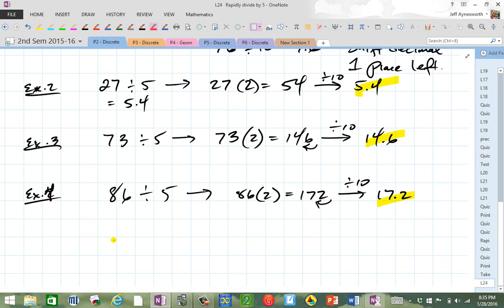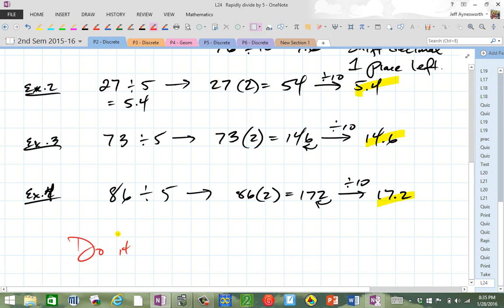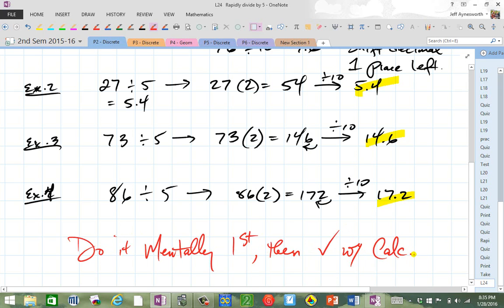All right, so remember this. You do it mentally first. Do it mentally first, all right? Then check with the calculator, all right? Don't do it the other way around because you won't get any good and it will show on test day, trust me. All right, so do it mentally first, make yourself proud, check with the calculator, get good, and pretty soon you're going to be a mental human calculator.